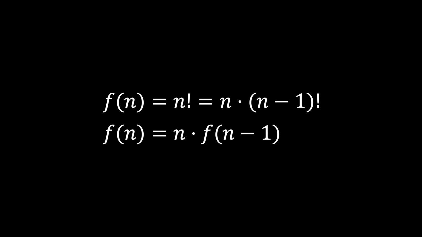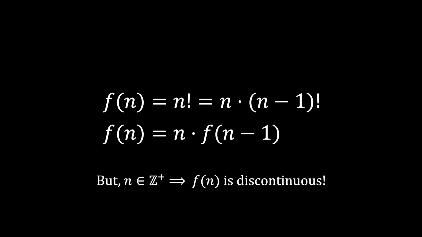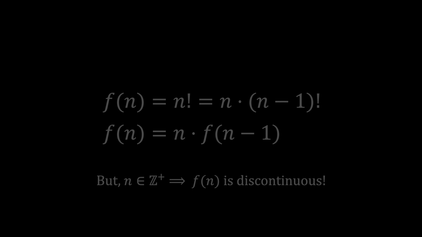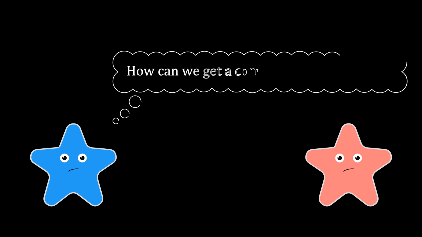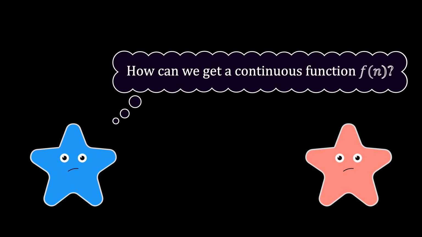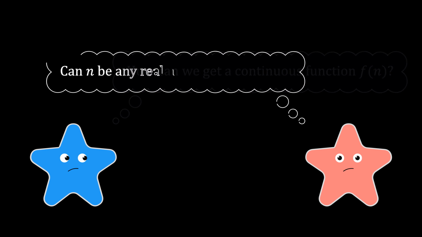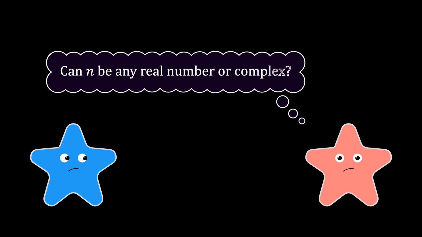If f of n equals n factorial, then I can also write f of n as n times f of n minus 1. However, the domain of this function is restricted to positive integers, and this makes f of n discontinuous, as it is only defined at discrete points. But the question is, can we extend this definition to a more generalized function, where n can take any real or even complex value?